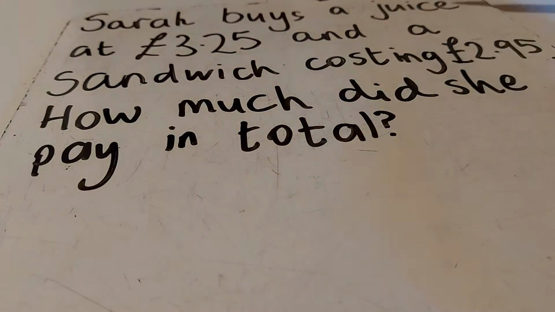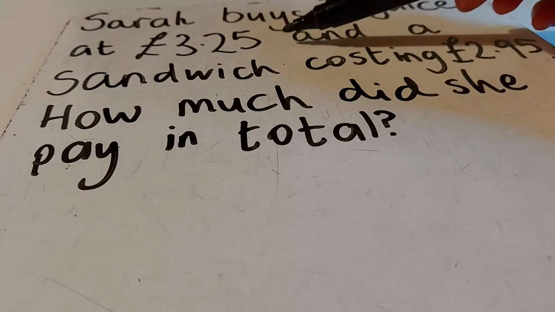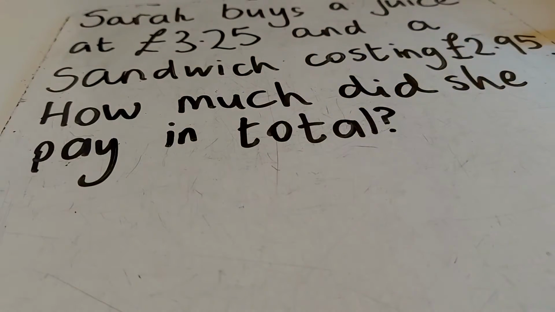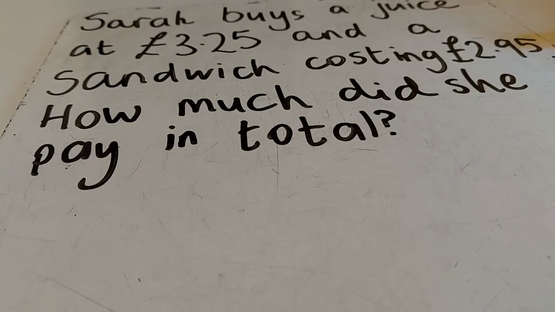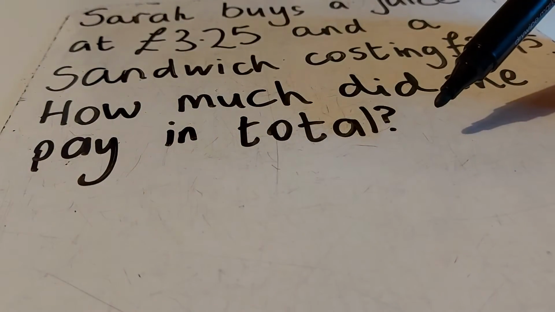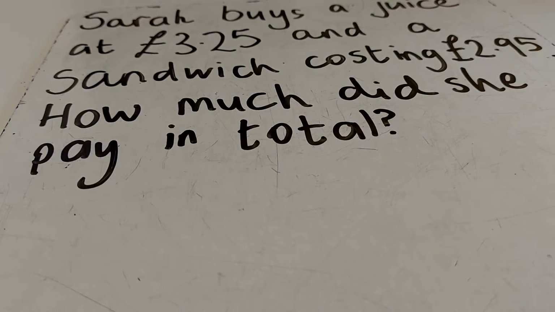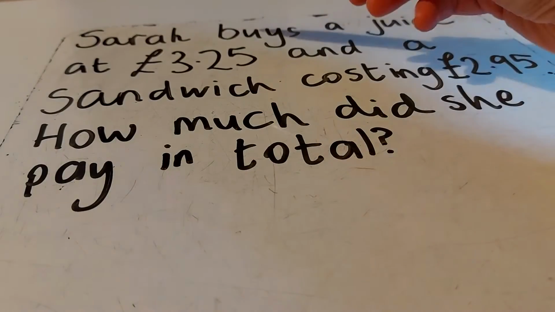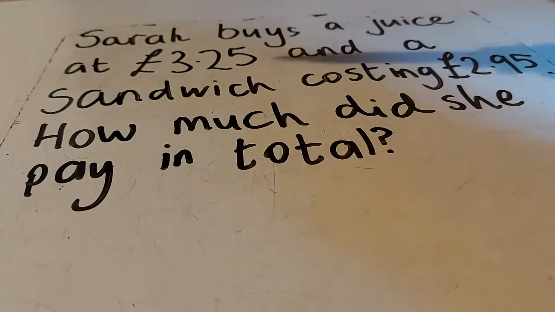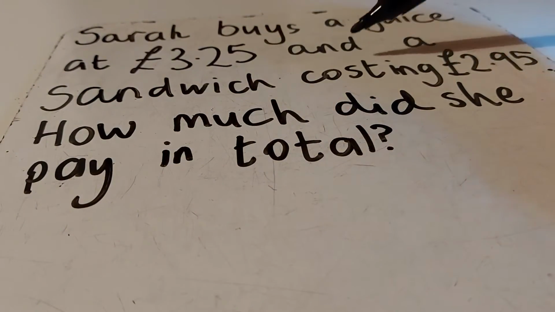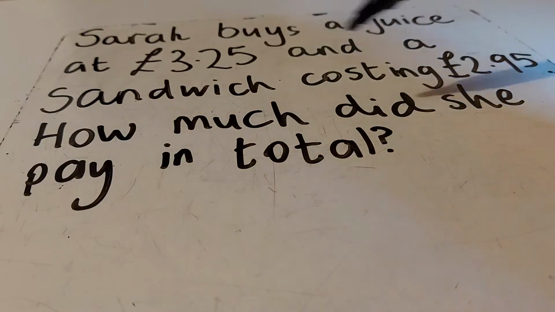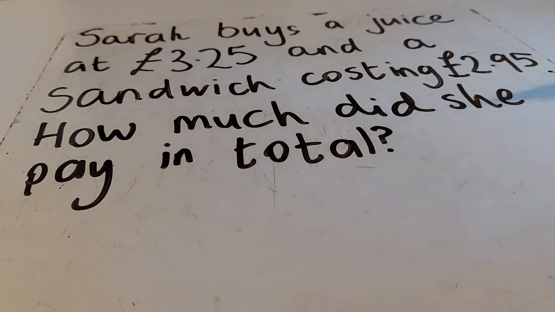Sarah buys a juice at £3.25, expensive juice, and a sandwich costing £2.95. How much did she pay in total? So as I said, it's a good idea to read the question through at least twice. Sarah buys a juice at £3.25 and a sandwich costing £2.95. How much did she pay in total?